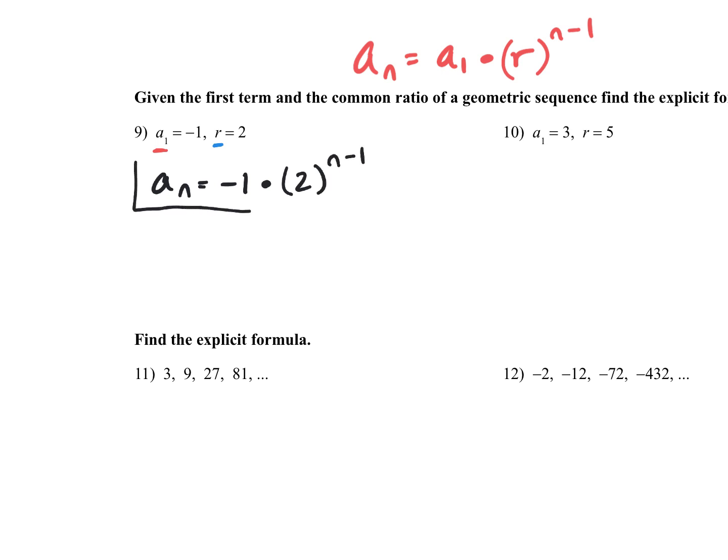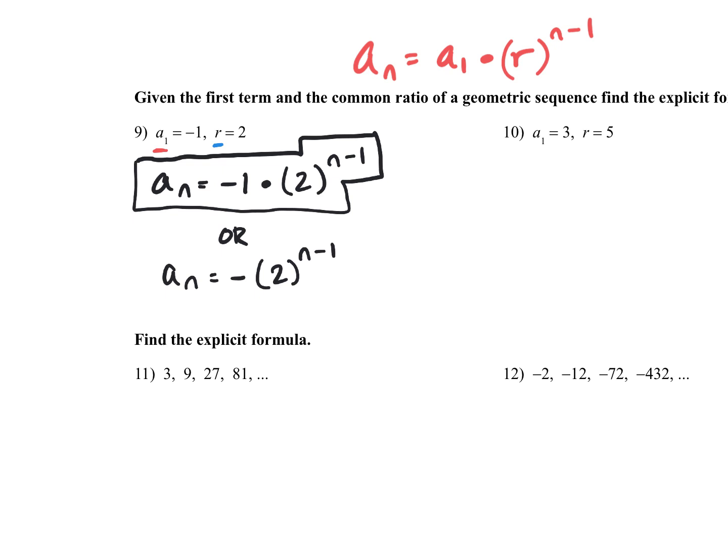Now, this is a great answer. And if it's a free response question, that's all you have to do. However, if it were multiple choice, you would not see it written like this. Do we typically write negative ones when we're multiplying? No, we just put a negative sign out front. So you could also see it written as a sub n equals negative, parentheses 2, to the n minus 1. That just means that once you get your answer, you just have to multiply it by a negative 1.